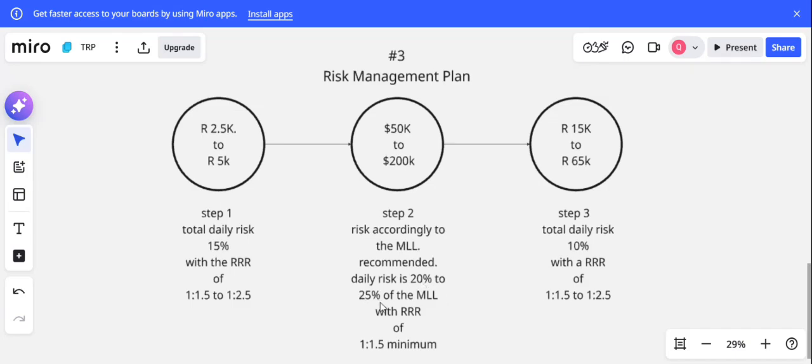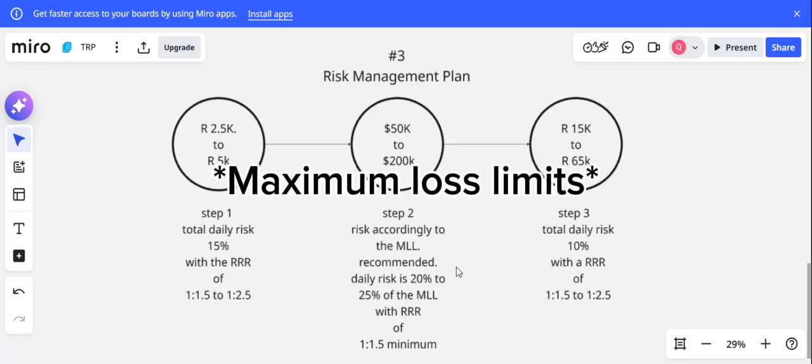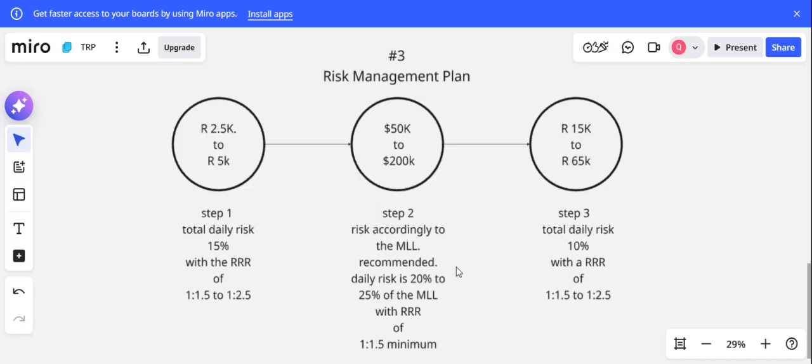Daily risk 20% to 25% of maximum loss limit with a risk to reward ratio of 1 to 1.5 minimum. Right. The reason why I say risk according to the maximum loss limit is because accounts range. They have different risk to reward ratios. You know what I'm saying? It's not the same. It's just different. So with certain account plans or certain prop firm accounts, the max loss limit ranges. It will get higher, it will be smaller. It's just different, you know. And these risk to reward ratios, right, are to help you get faster to the profit targets. You know what I'm saying?